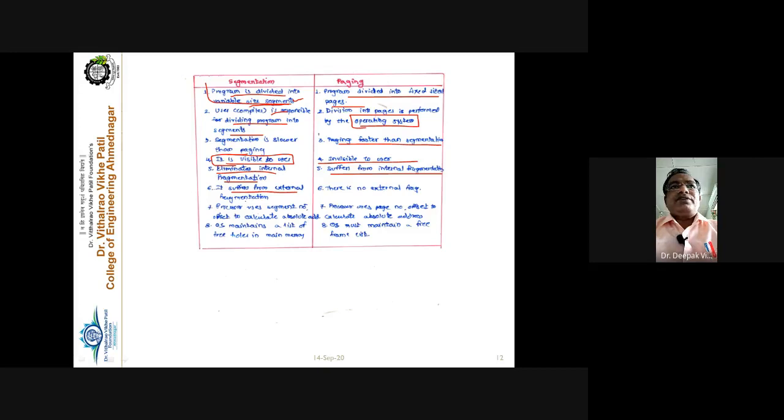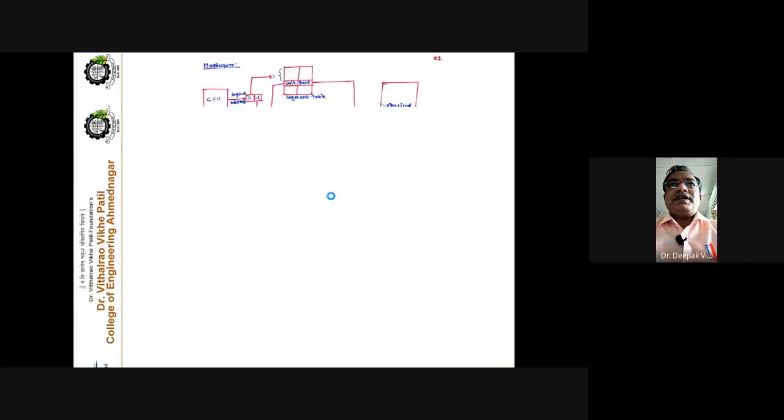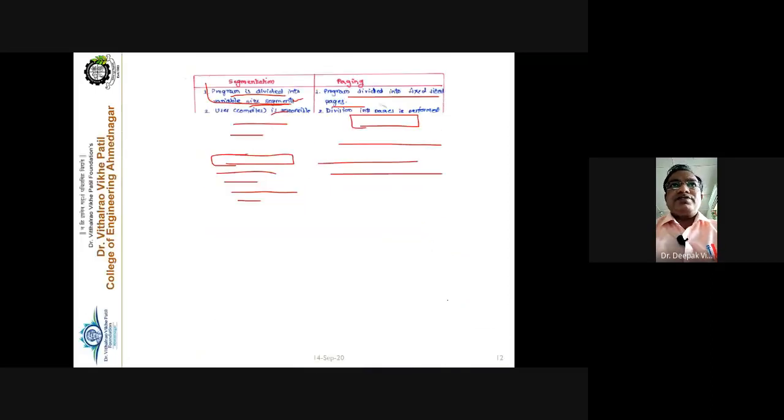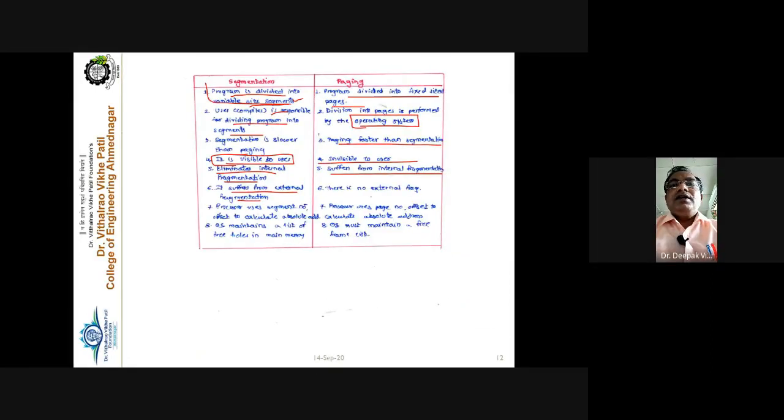Segmentation suffers from external fragmentation. Of course, there is a possibility of external fragmentation, because you are ultimately fragmenting the memory into a number of segments. If we see the previous architecture, the memory is fragmented into a number of segments, and a hole is created in the rest of the part, just like multiple partition allocation. Another hole is created, and another hole is created inside the main memory. So it leaves multiple holes inside the main memory, right? So it may suffer from external fragmentation. But in case of paging, there is no question of external fragmentation.